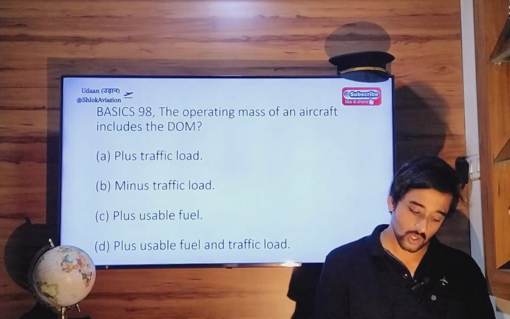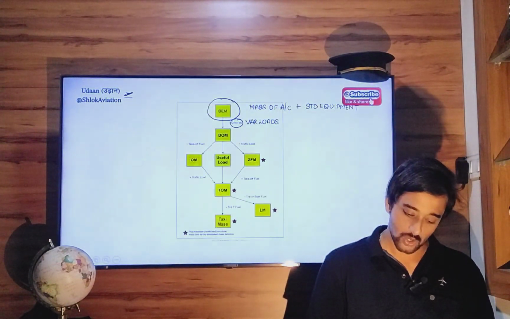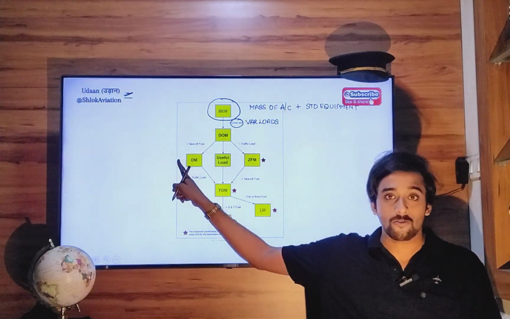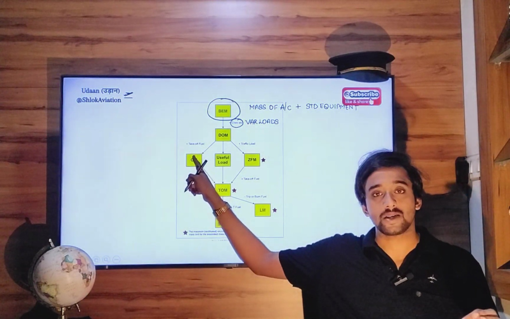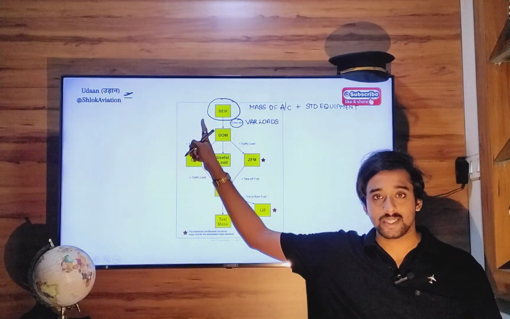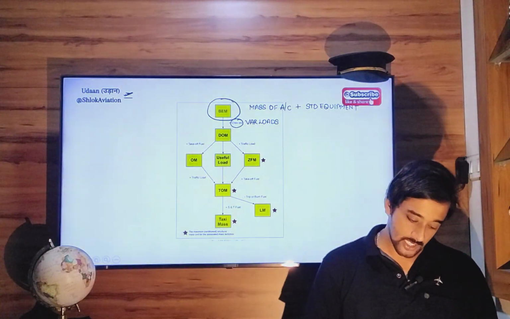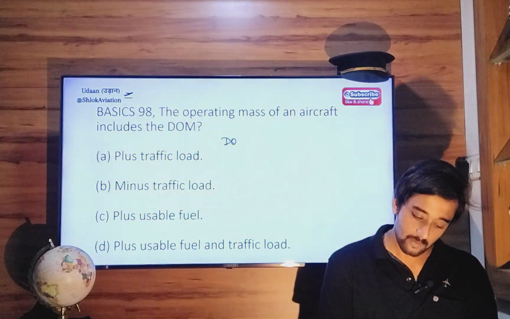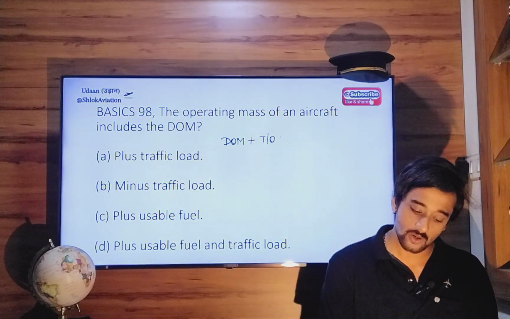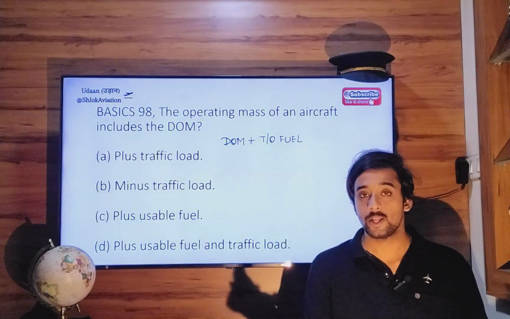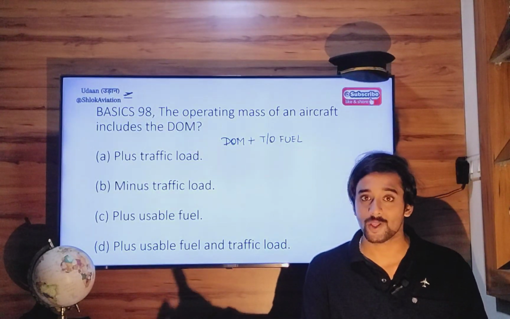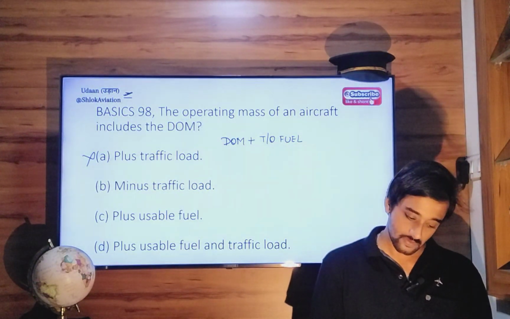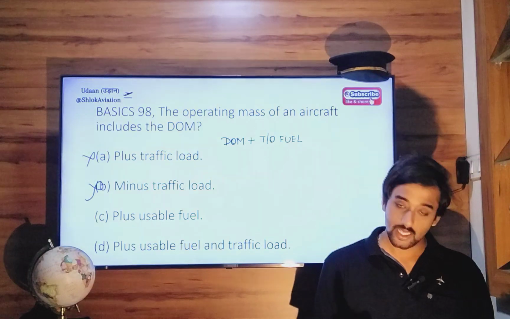Ninety-eight. The operating mass of aircraft includes what? So the operating mass of your aircraft is your dry operating mass plus takeoff fuel or fuel on board. Now, this dry operating mass is in turn made of two other components, the basic empty mass and variable load. So let's pay attention. The operating mass of your aircraft is DOM plus takeoff fuel. Pay attention to the word takeoff fuel, the fuel in your aircraft when it is positioned ready for takeoff on the runway. So plus traffic load, no. Minus traffic load, no. Plus usable fuel, yes.